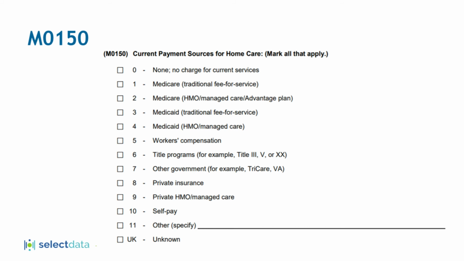Select response 7 if the patient is a member of a TRICARE program, which replaced the CHAMPUS program. Select response 10 if the patient is self-pay for all or part of their care, for example with co-payments.